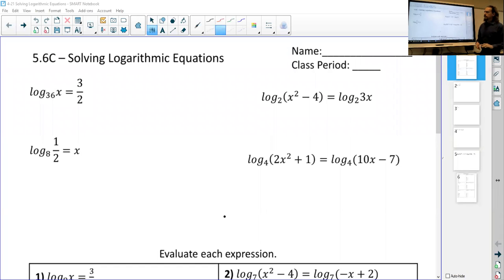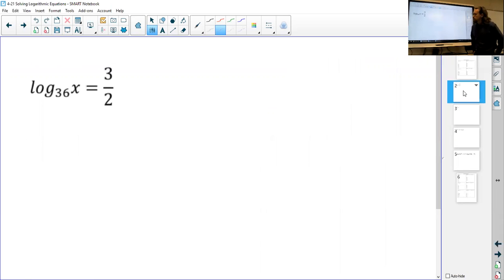All right, so we're solving logarithmic equations today. It's a little bit like yesterday, a little bit of new stuff, not super difficult. All right, so let's look at our first example. Log base 36 of x equals 3 halves.